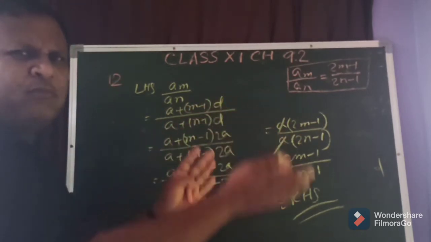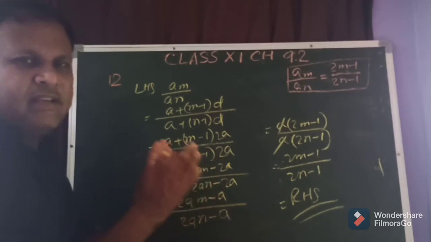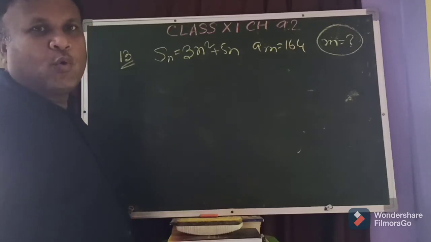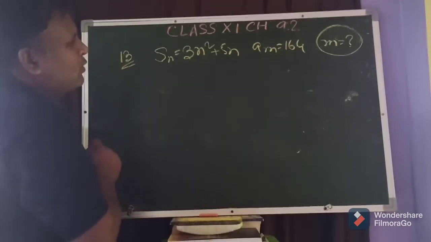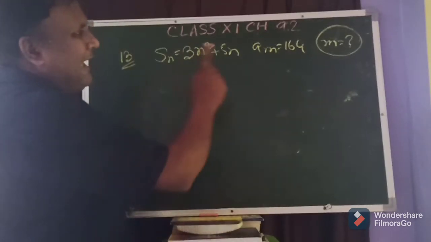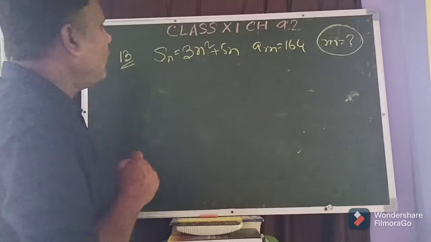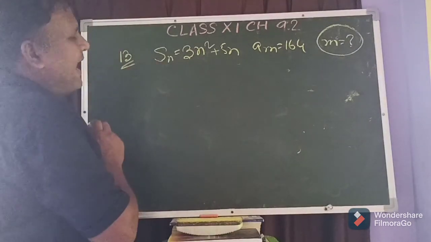Very simple answer, very simple calculation, you just need a little concentration in the sum and you can continue this. Now see question number 13. Question number 13 is given here as: Sn is equal to 3n square plus 5n, am is equal to 164. Find the value of m, that means m is equal to what.